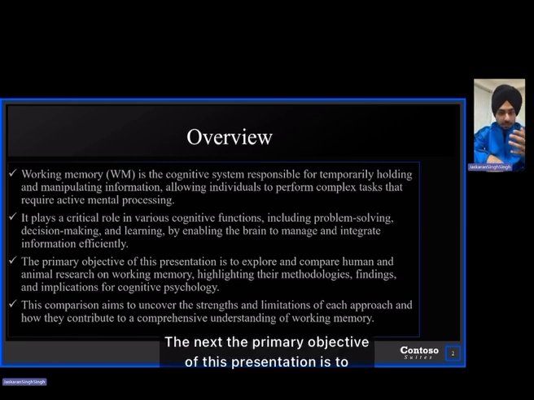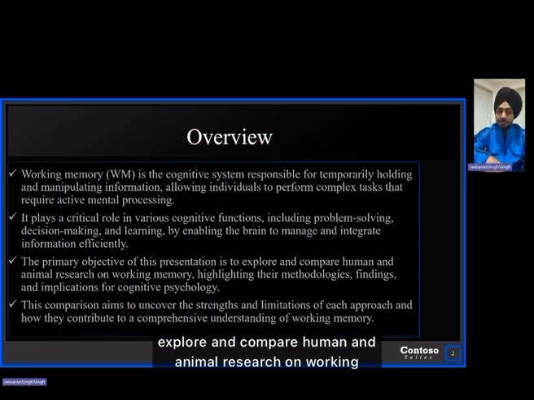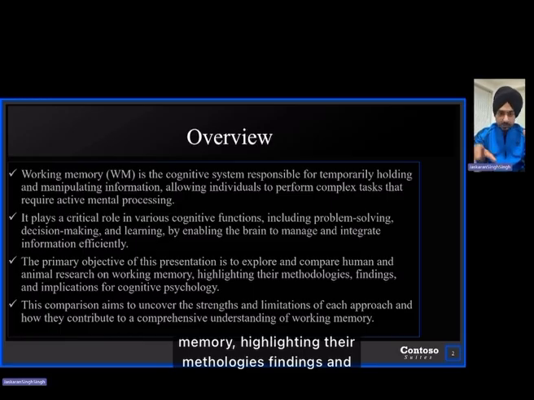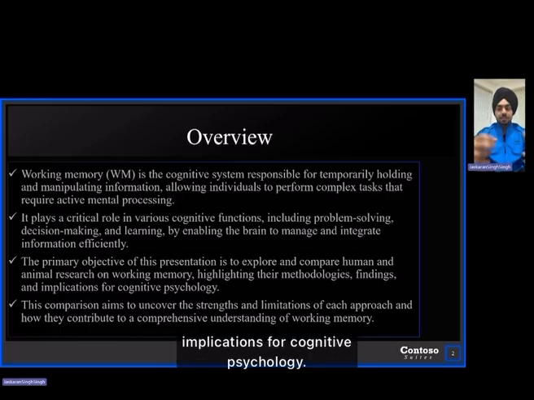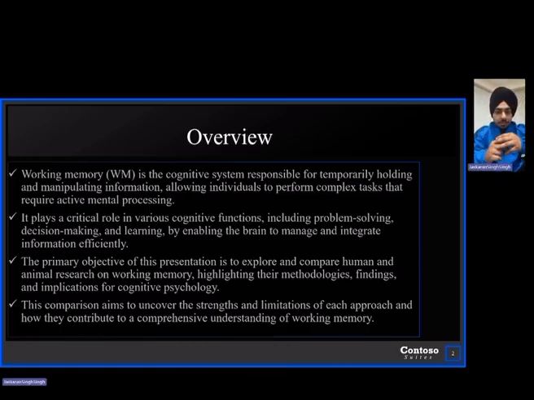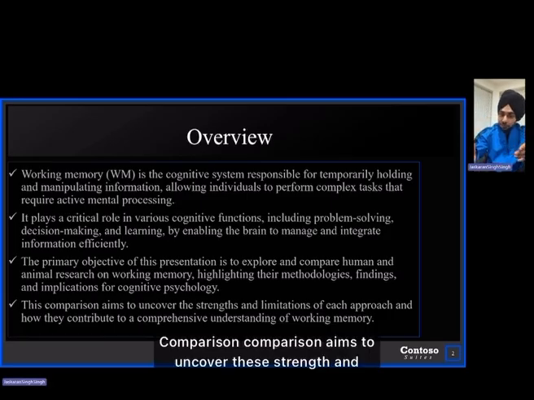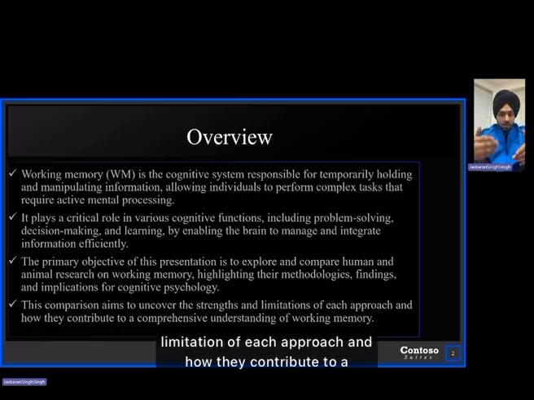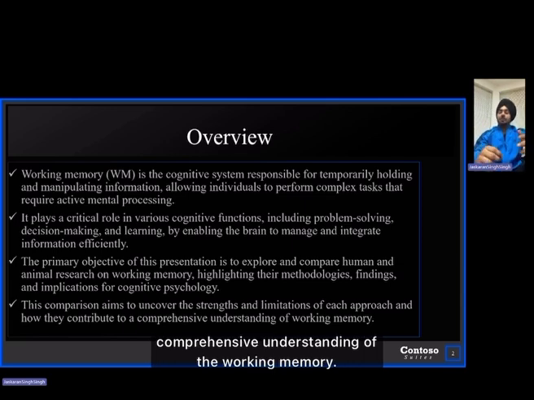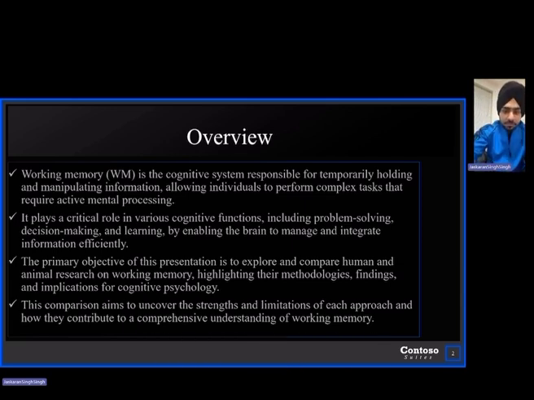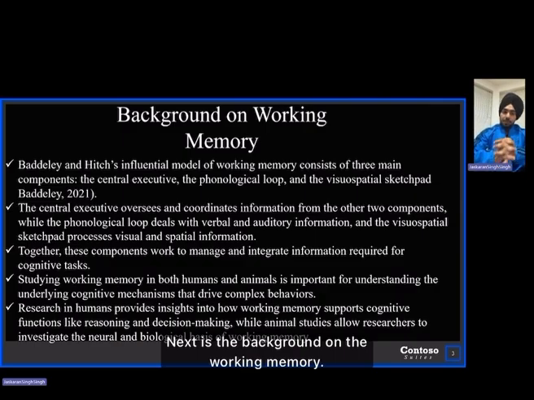The primary objective of this presentation is to explore and compare human and animal research on working memory, highlighting their methodologies, findings, and implications for cognitive psychology. Comparison aims to uncover the strengths and limitations of each approach and how they contribute to a comprehensive understanding of working memory. Next is the background on working memory.